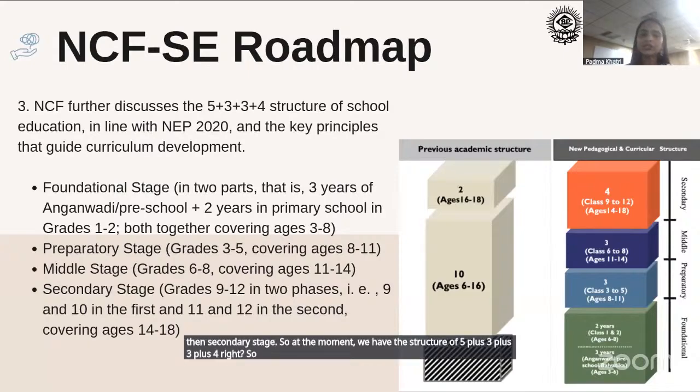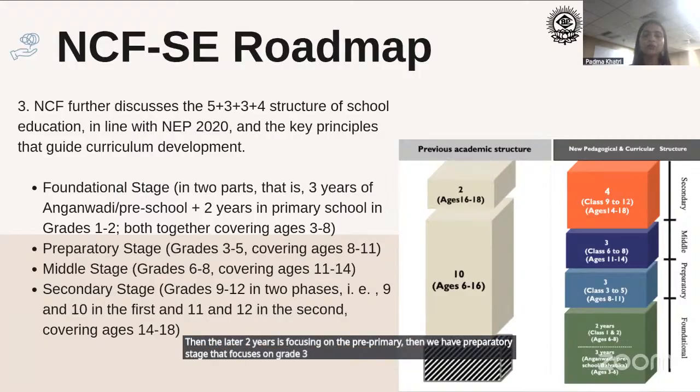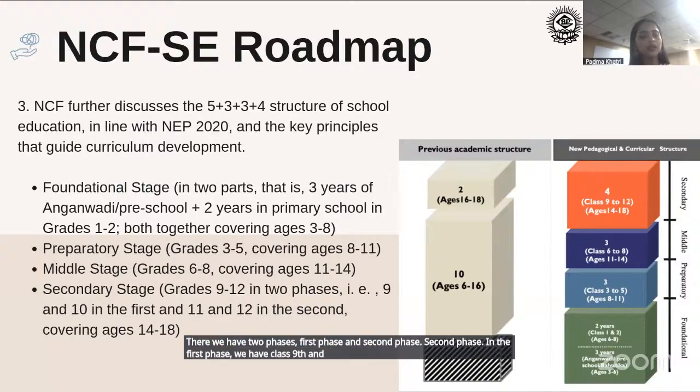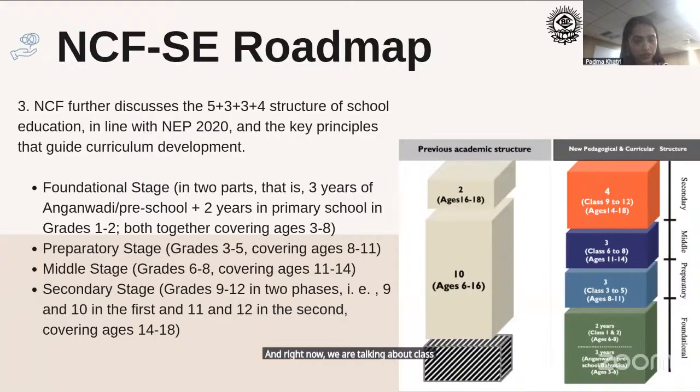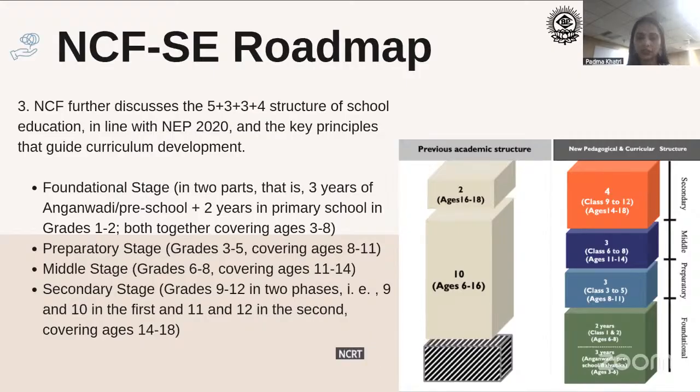So foundational stage, it has 2 parts. First, earlier part is including Anganwadi or preschool. Then the later 2 years is focusing on the pre-primary. Then we have preparatory stage that focuses on grade 3rd to 5th. Then middle stage focusing on grade 6 to 8. And then secondary stage for grades 9 to 12. There we have 2 phases, first phase and second phase. In the first phase, we have class 9th and 10th, and then we have 11th and 12th. And right now, we are talking about class 9 secondary stage. We have received the syllabus of NCERT for grade 9th only.